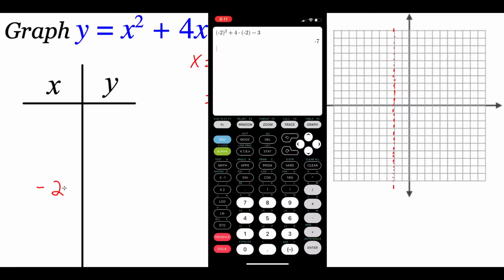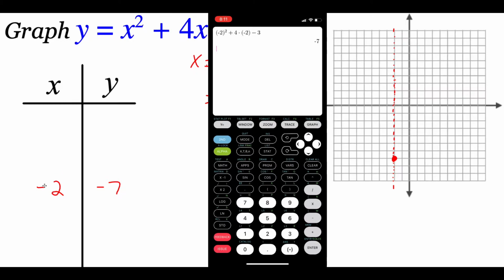So I type all that in, and I get negative 7 as my y value. So that gives me the point (-2, -7), meaning that I have to go left 2 spaces and then down 7. So that point right there is my vertex. Now I said I wanted a couple points to the left of the vertex and also a couple points to the right of the vertex.